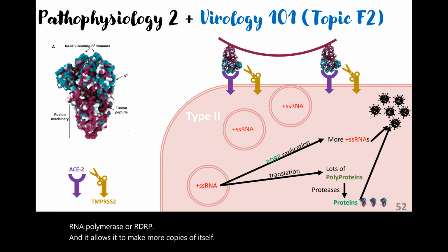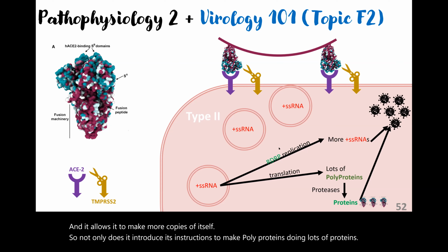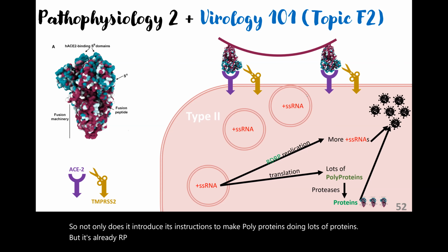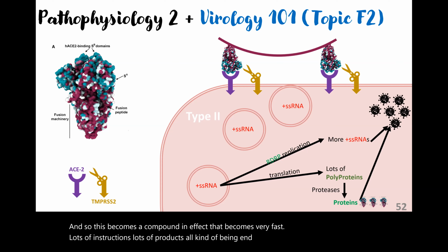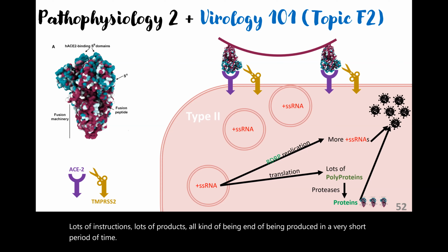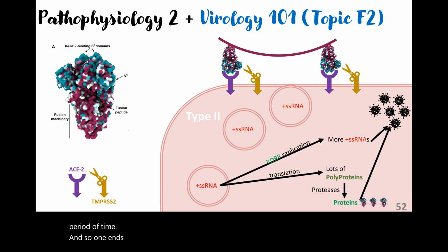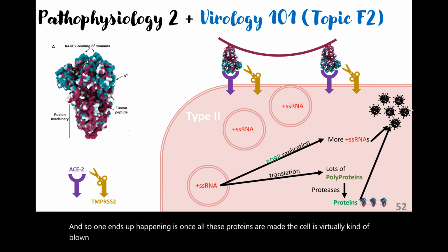So not only does it introduce its instructions to make polyproteins, to make lots of proteins, but its RDRP makes more of its genome. And so this becomes a compounded effect that becomes very fast. Lots of instructions, lots of products, all end up being produced in a very short period of time. And so what ends up happening is once all these proteins are made, the cell is virtually blown up, and all the little virion particles now get released.